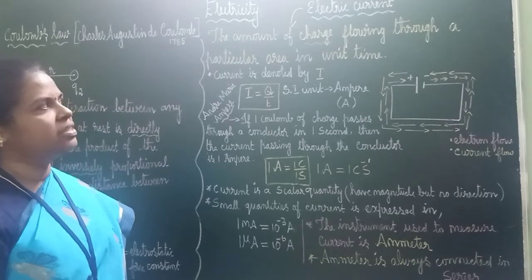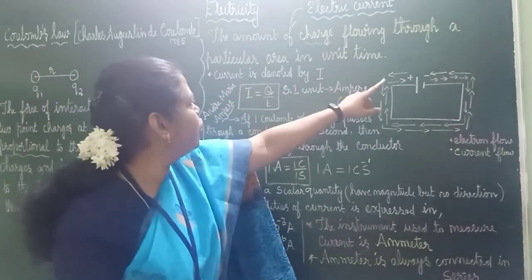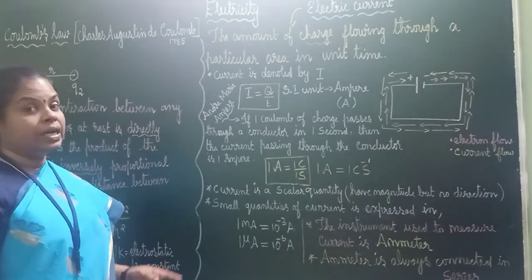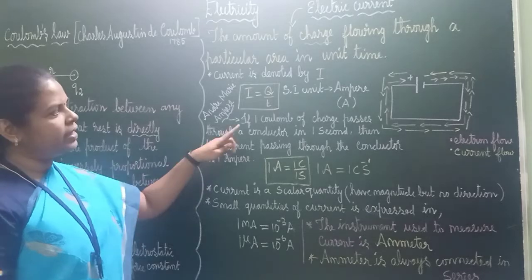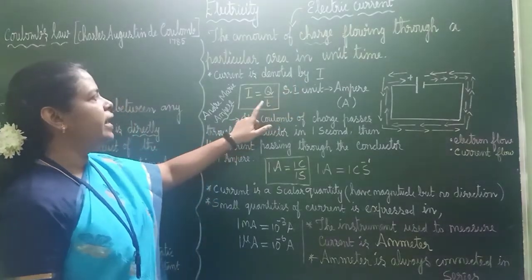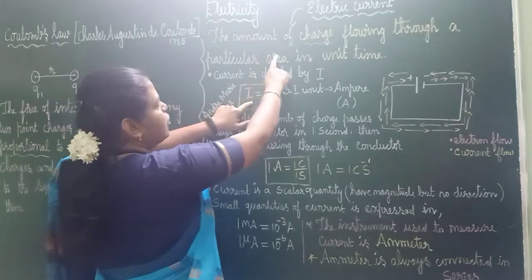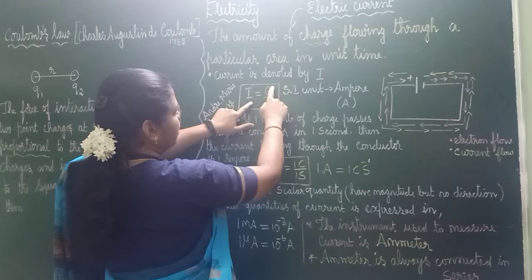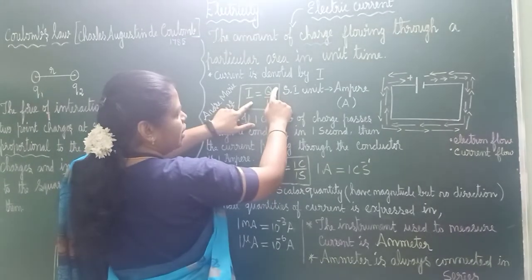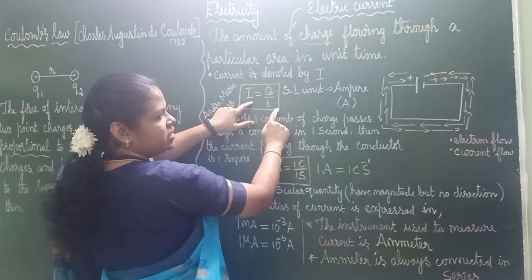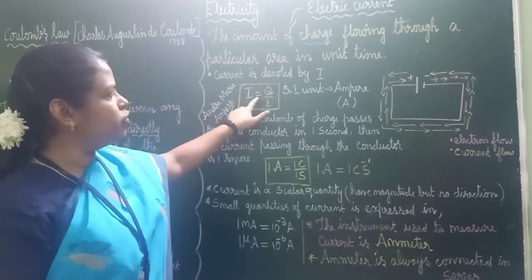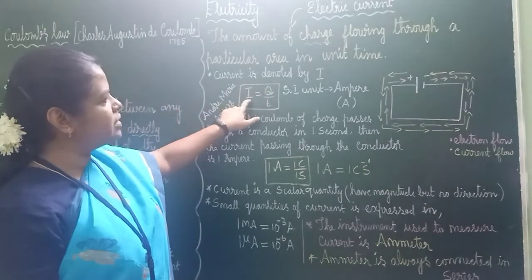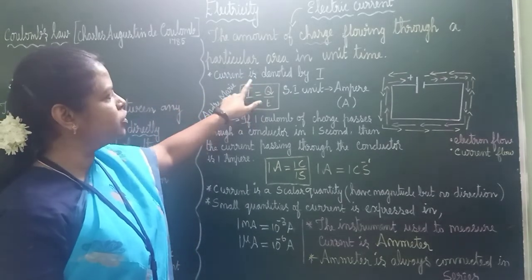What should flow? Charge. So three things. The amount of charge flowing through a particular area in unit time is called electric current. This is very important. I told you last time, current is denoted by capital I. And I is equal to, what is the definition? The amount of charge flowing through a conductor in unit time, Q by T. That is called current. I is equal to Q by T. So the amount of charge flowing through a conductor in unit time is called what? Electric current. Electric current is denoted by I.